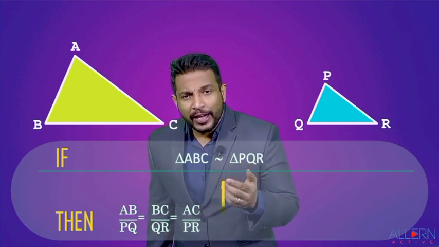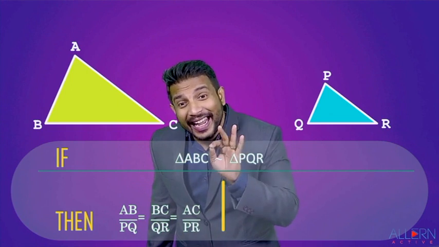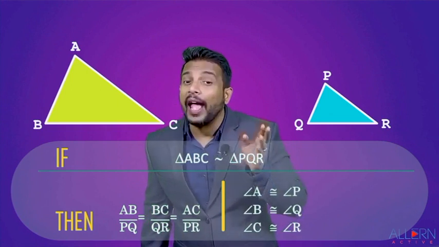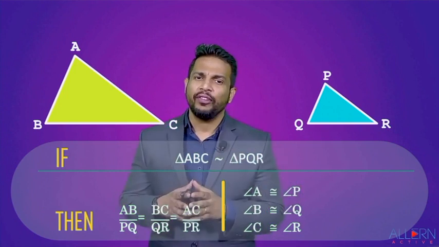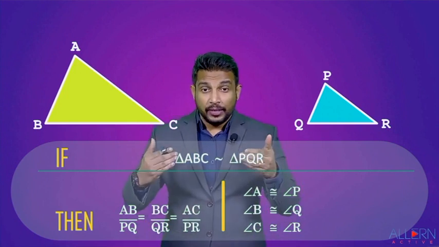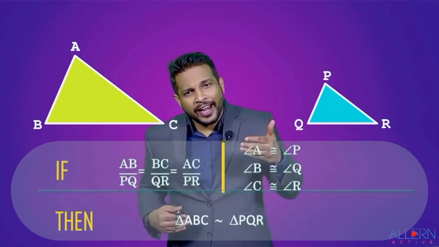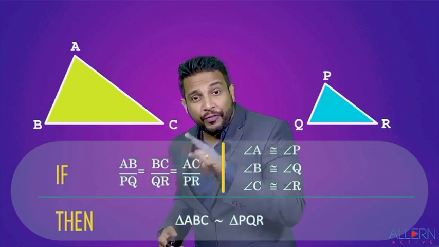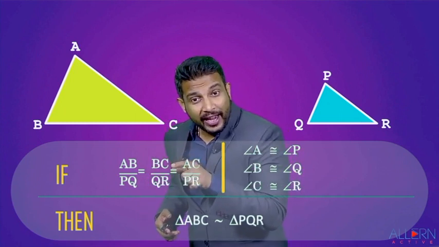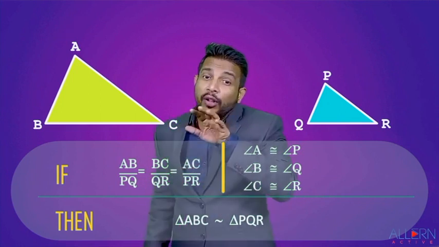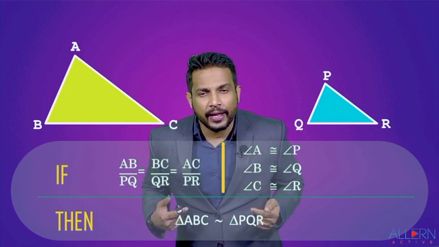And we have also learned that all the three pairs of corresponding angles are congruent. That means angle A is congruent to angle P, angle B is congruent to angle Q, and angle C is congruent to angle R. This is what we have learned. So if triangles are similar, these conditions are fulfilled. Same way, the vice versa has to be correct, right? That means if all the three pairs of corresponding sides are in proportion, and if all the three pairs of corresponding angles are congruent, then we can say that the triangles are similar.